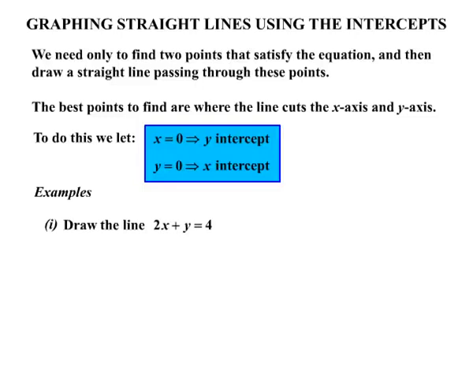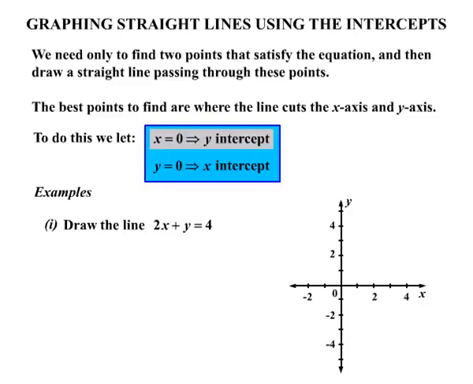We are asked to draw the line 2x plus y equals 4. Now there's our little graph there. We'll work from that. First step, let x equal 0. So when x equals 0, we substitute 0 there, and we get 2 times 0 plus y equals 4. And 2 times 0, of course, is nothing. So really, we simply have y equals 4. So x is 0, y is 4. That's the point (0, 4). So we can plot that point on our graph. You can see that's the y-intercept.